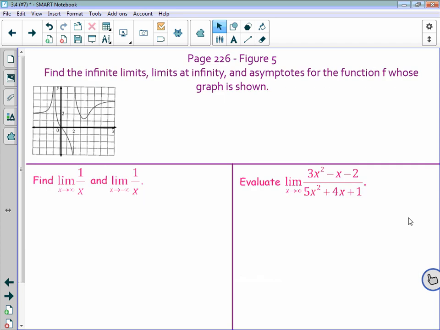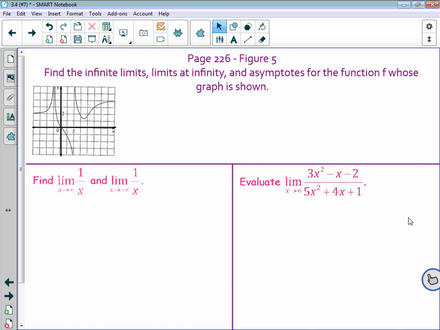All right, I don't know if this is in your notes, is it, the picture? Okay. I put it up on here. I didn't have it in there like last year, and then I just finally threw it in there through a scanner. So find the infinite limits, limits at infinity, and asymptotes for the function f whose graph is shown.